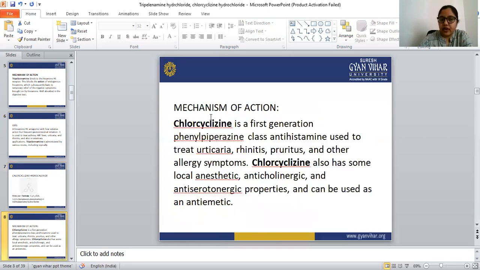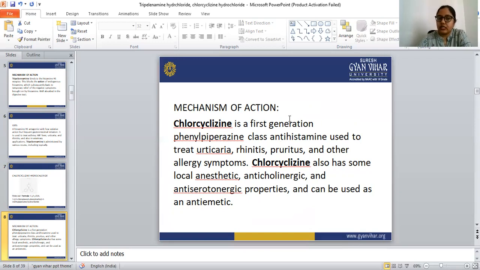The mechanism of action of chlorcyclizine: chlorcyclizine is again a first generation phenylpiperazine class antihistamine. The main drawback of this first generation antihistaminic is that it is sedative and causes drowsiness.